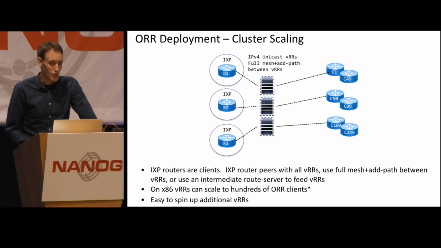There are other options. I could use intermediate route servers. I could use add path between those boxes. But like I said, using just normal sessions between the IXP routers and the VRRs is probably the best solution and the easiest to follow. It's easy to spin up additional VRRs. The VRRs also scale fairly high. There's obviously the matrix of different values that you have to follow as far as scaling guidelines with optimal route reflection, but in most of my testing, a VRR today can handle hundreds of clients without much issue.